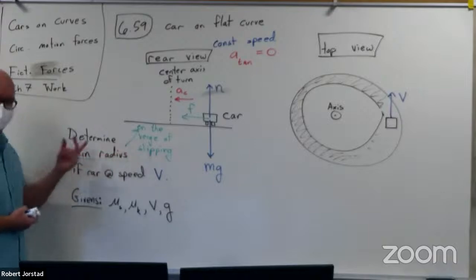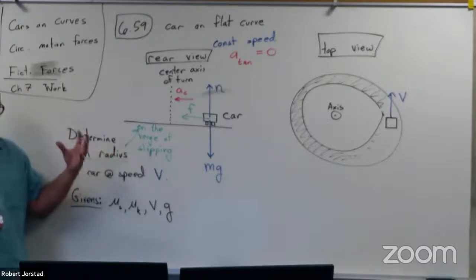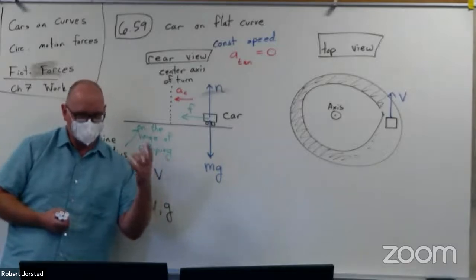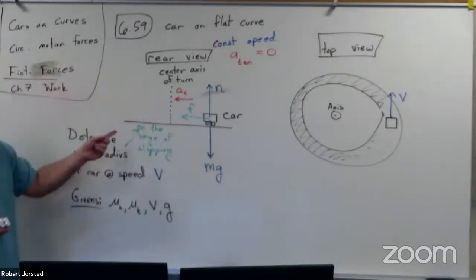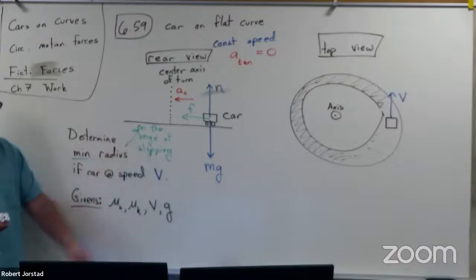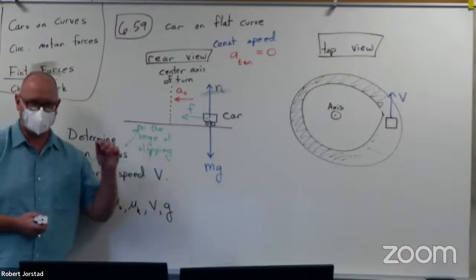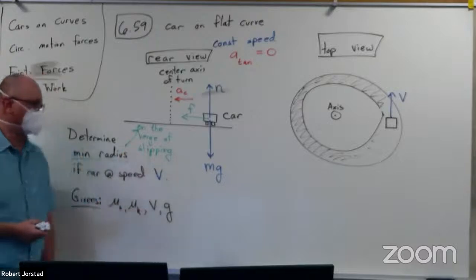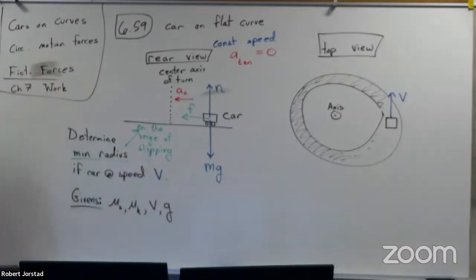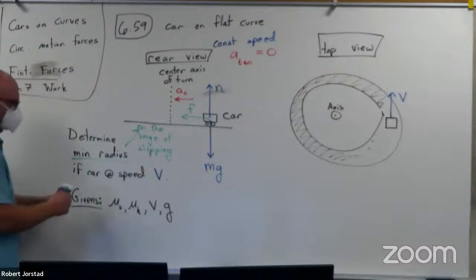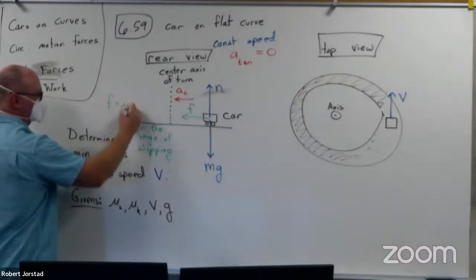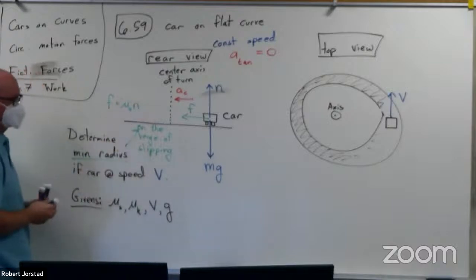Did this make any sense? If we're on the minimum radius, remember I was telling you to look for those keywords in problems, minimum, maximum. Those are oftentimes clues that we're on the verge of slipping. In this case, that fits that mold. Everybody okay with that? If we're on the verge of slipping, what's my frictional condition? Friction equals mu s N then. All right, what should I do next?